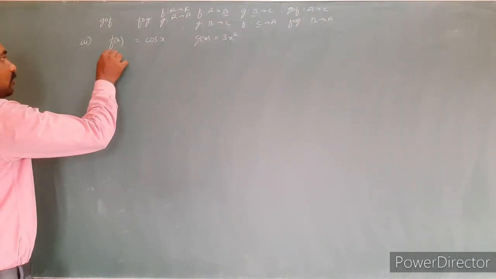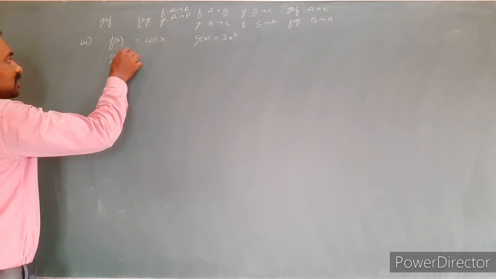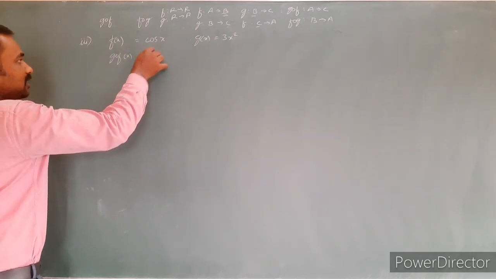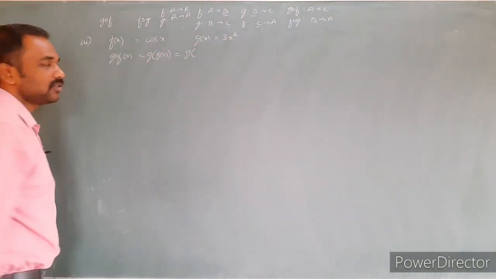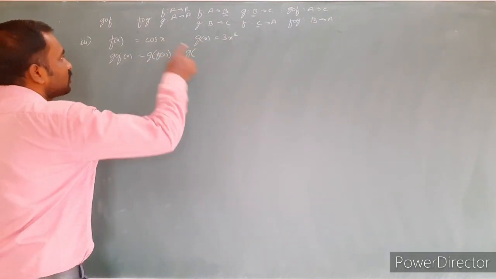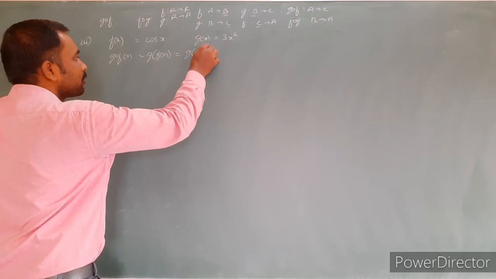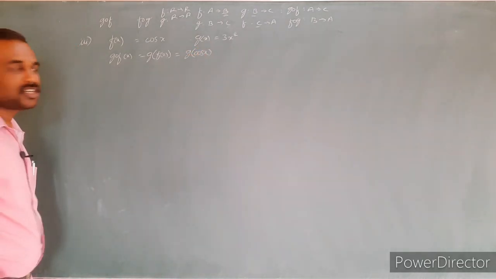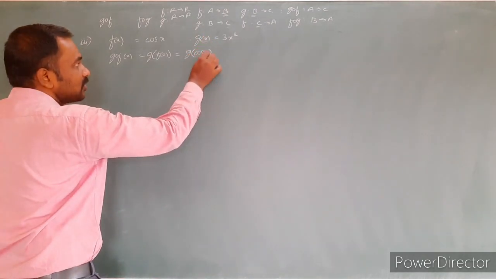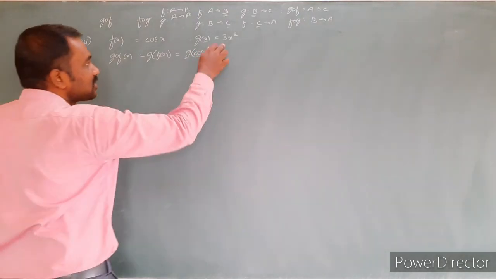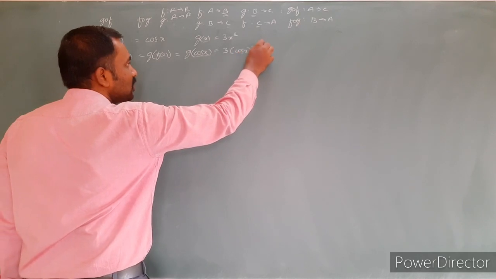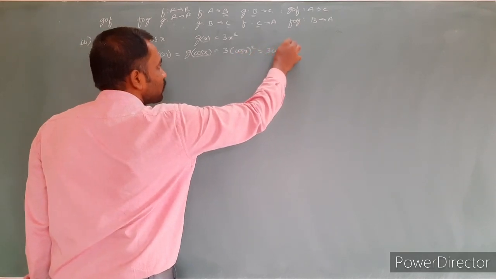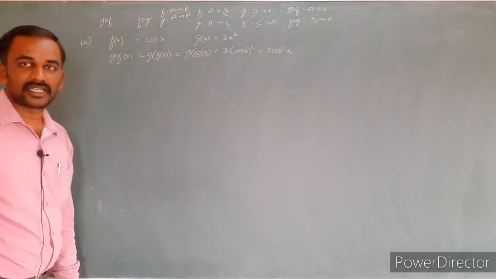I need to find g∘f of x, which we can write as g of f of x. First of all, we have to replace f of x. What is f of x? cos x. Now it is of the form g of x, and in place of x we put cos x. Wherever x is there, replace it with cos x: 3 times cos x whole squared, which we can write as 3cos²x.